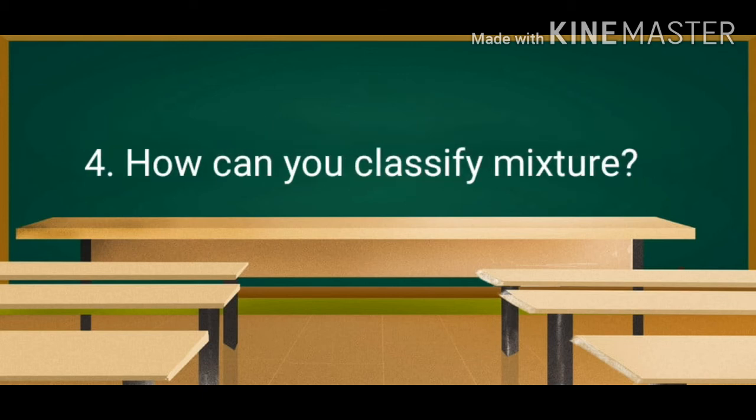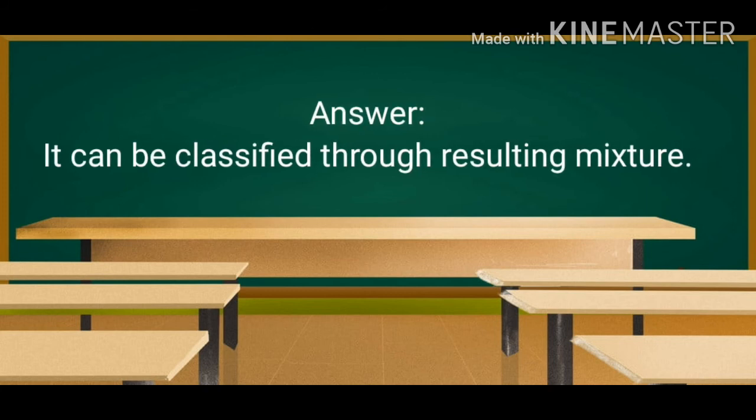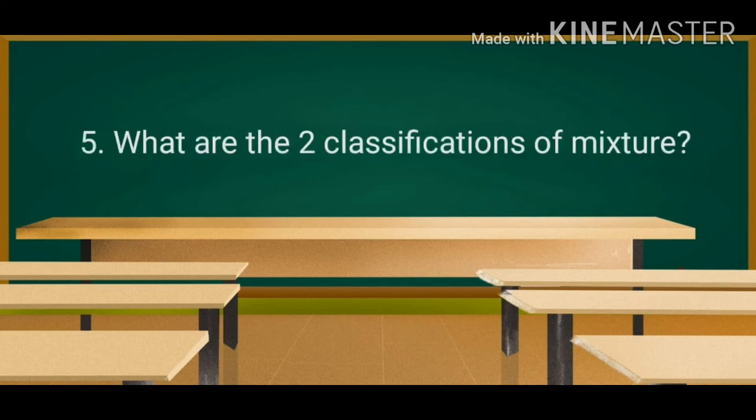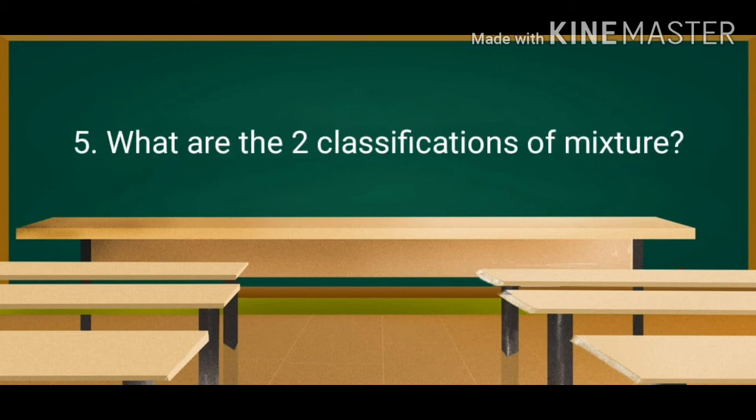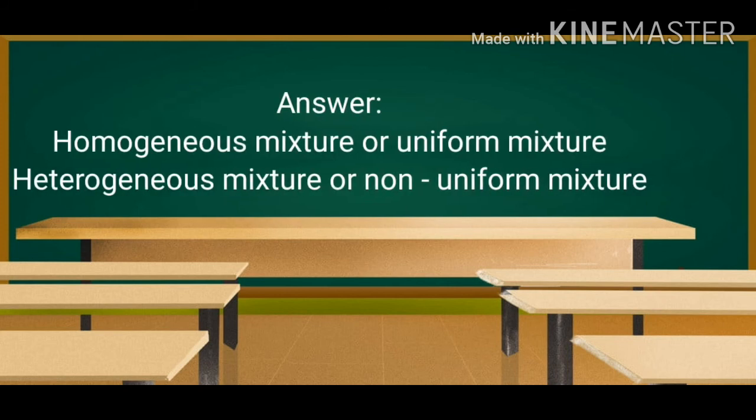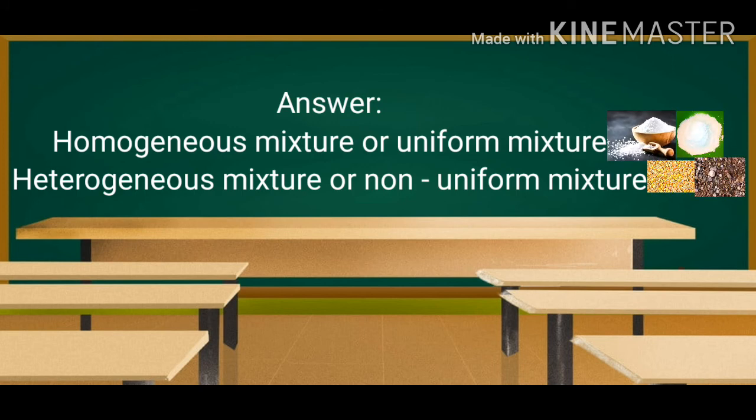Number 4. How can you classify mixture? Great! It can be classified through the resulting mixture. And number 5. What are the two classifications of mixture? You got it right! The two classifications of mixture are the homogeneous mixture or uniform mixture and the heterogeneous mixture or the non-uniform mixture.